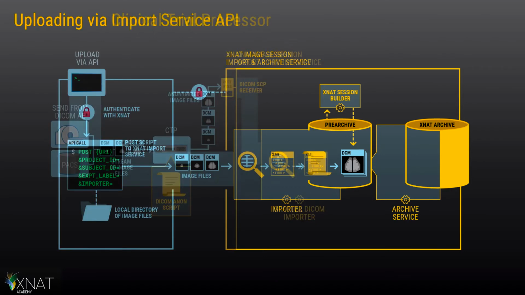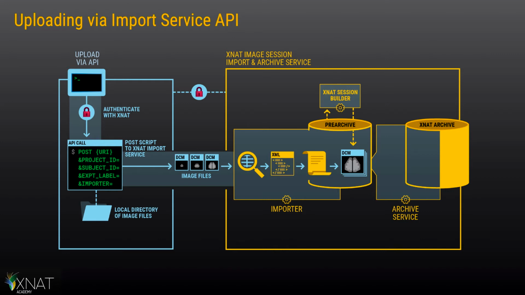You can also script image session uploads with the XNAT API using a terminal client or another external app. You can authenticate and get a valid session via the API, point to your local files, and then choose your preferred image session importer to handle the files that you send. And just like in the UI, you can send to any project that you have access to.